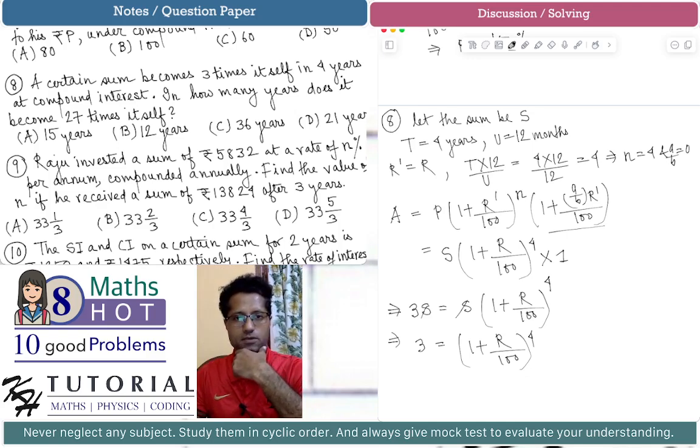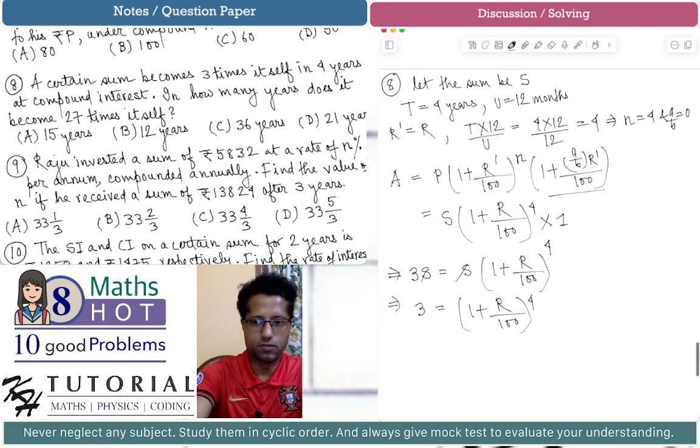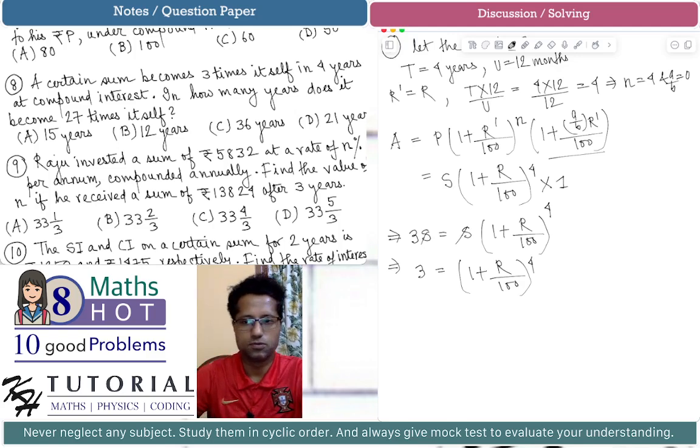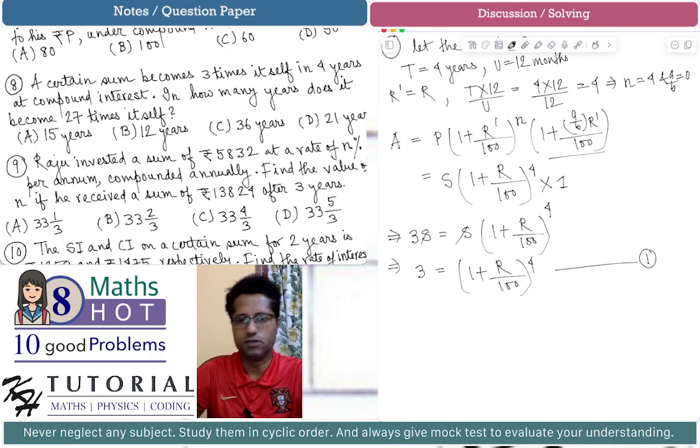In how many years does it become 27 times itself? Okay. We are having this. Now, from this equation, we won't be able to solve for r because we can't solve r. So let this be the result 1 or equation 1. We have this.